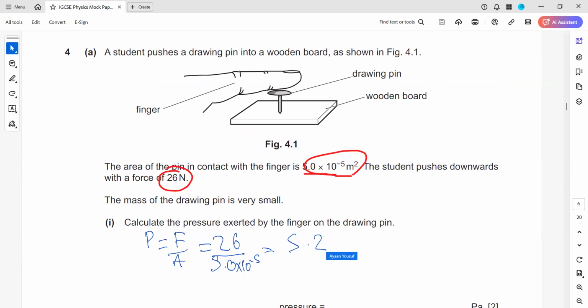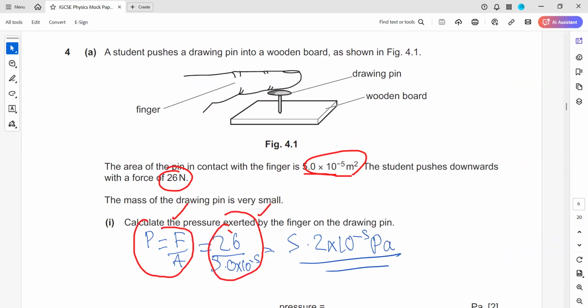So 1 mark is for force over area or the numerical substitution. Let's say one student wrote this, he will score 1 mark, or another student wrote only this, he will also score a mark. The mark is either for showing the formula or showing the numerical substitution in the formula. And then the second mark is for the answer. The exponent is not correct. It should be exponent 5, so 5.2 times 10 to the power 5 should be there, in pascals.